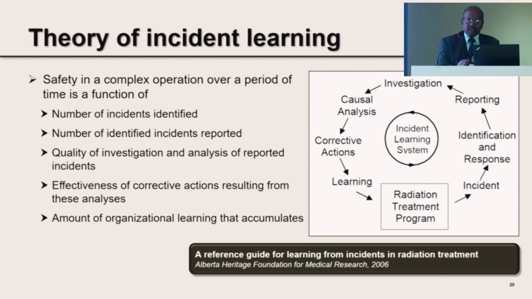The theory of incident learning is very simple. An incident happens, on the right hand side. You identify it and make a quick response, and you report it, and after that you investigate, do a causal analysis, and find out what actions you should take in order to prevent such incidents from happening in the future. Then you put it back into the system. This is what we call learning. It's not only reporting, but also putting it back into the system so that you can prevent it. That is learning.